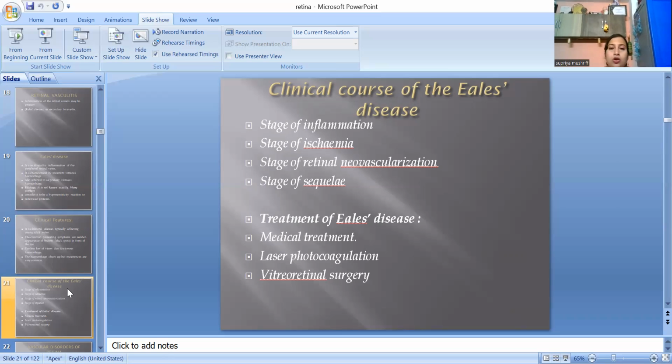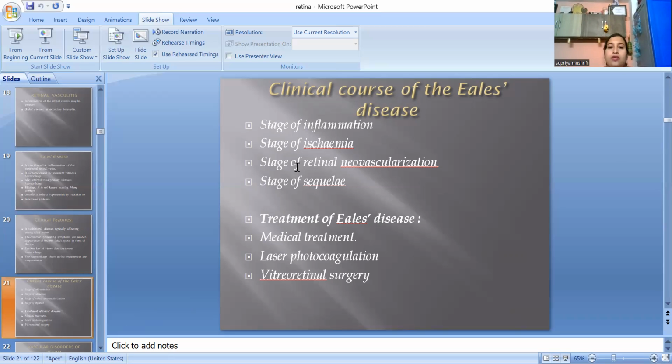Depending on which stage the patient is undergoing, the treatment also depends. The treatment consists of medical treatment, laser photocoagulation, and vitreoretinal surgery. Now you will be thinking, at what stage what treatment will be used.